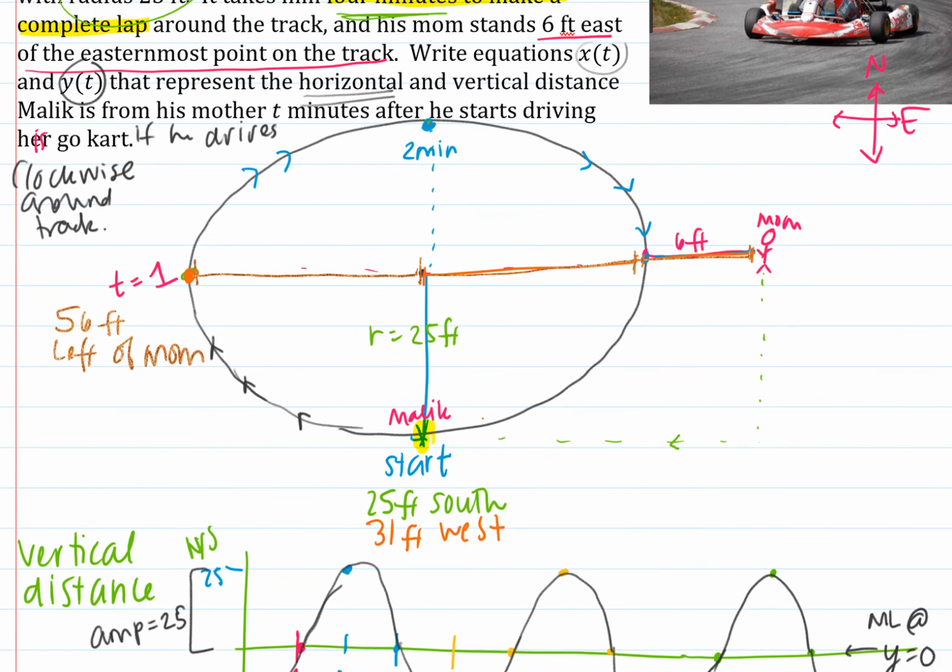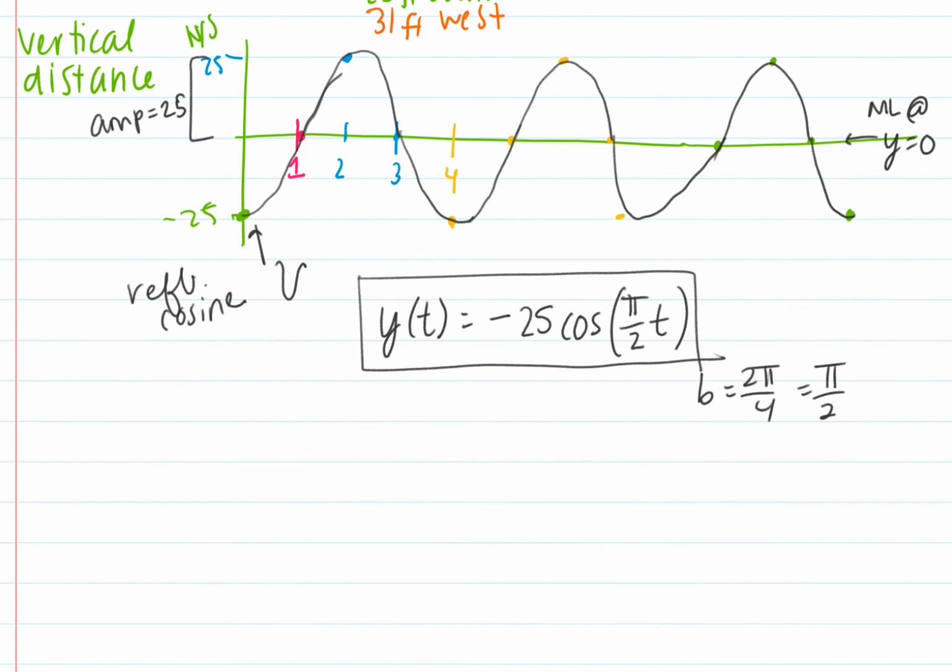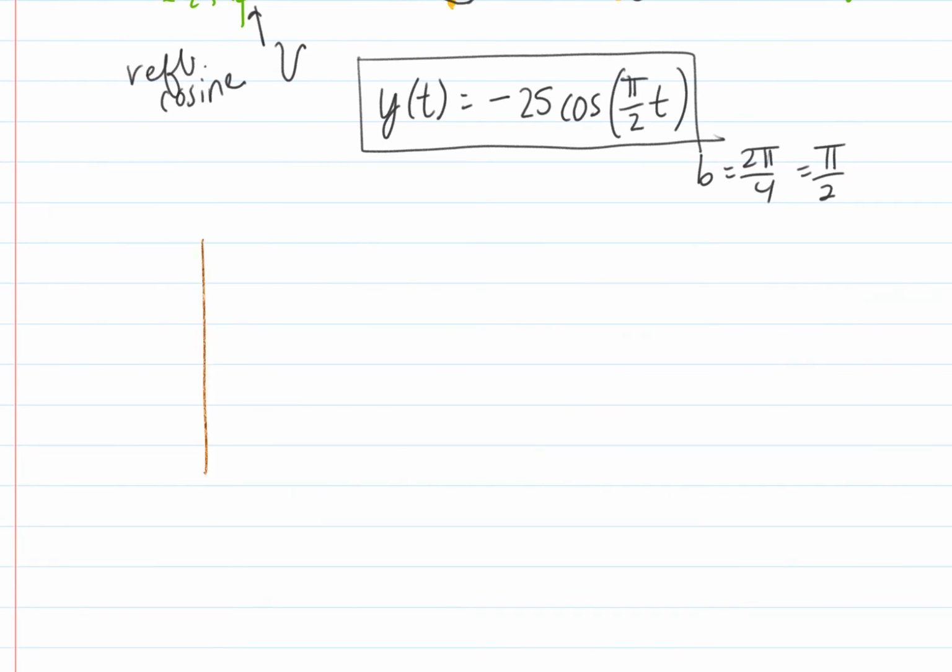Then he travels up here. This puts him at another 25 plus 6, so this would be 31 feet left of mom. And then he moves here, which is only 6 feet left of mom. So in the span of 4 minutes, he started 31 feet, then 56, then 31, then 6. So let's draw a sketch of this.